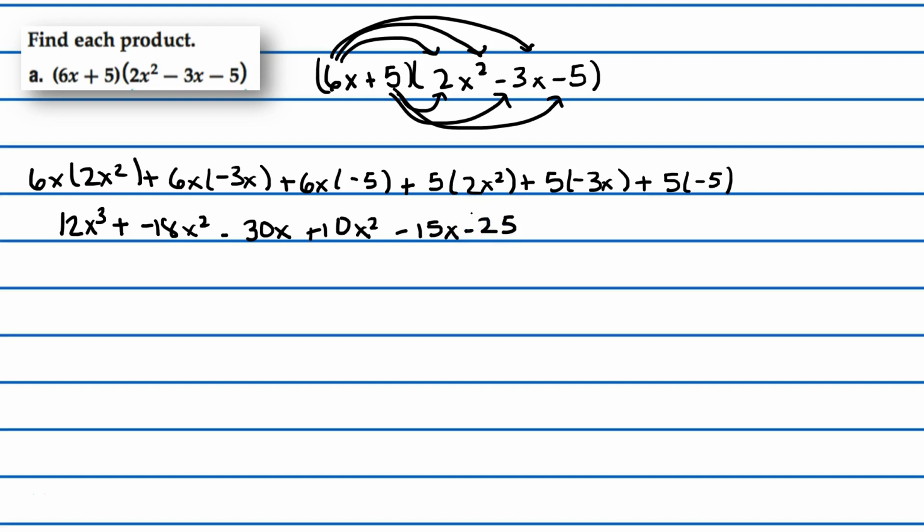And once again, we have to keep on simplifying it because it's not in its simplest form yet. So we have 12x cubed, which is this one. And look, we have two x squareds. So minus 8x squared. Combine these, minus 45x minus 25. And now we're done.